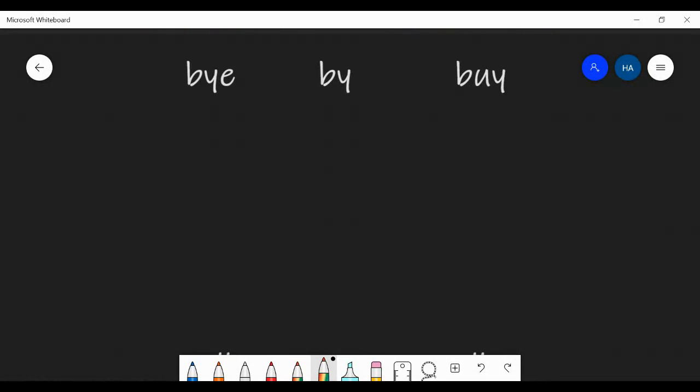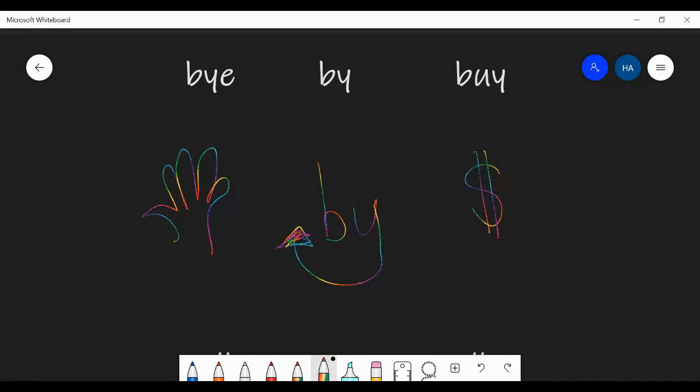The next one we have is bye, by, and buy. The first one means bye, like you're waving goodbye to somebody. The second one is by, like you're standing next to someone. So you can make a little arrow out of that one. By, you're standing next to him. I stand by my friend in line. The third one is B-U-Y, and that's talking about buying something from the store, which of course we use money for.